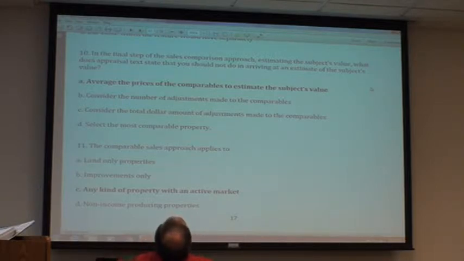text state that you should not do in arriving at the estimate of value? You should not do A, we should not average the prices of the comparables to estimate the value, but we should consider the number of adjustments made to the comparables, consider the total dollar amount of adjustments made to the comparables, and select the most comparable property then.